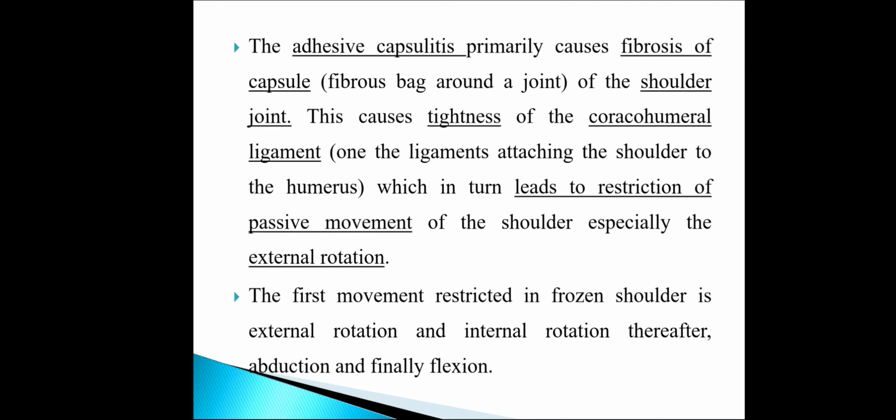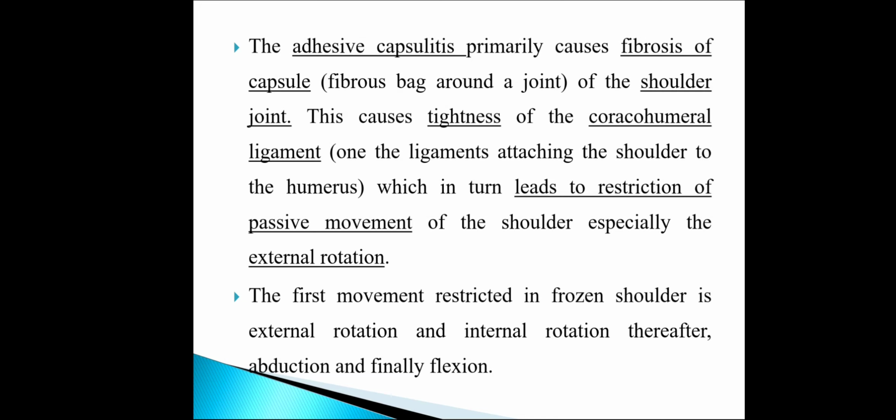Adhesive capsulitis primarily causes fibrosis of the capsule. Fibrosis leads to tightening of the capsule. Once the capsule is tightened, the smooth movement, that is rhythmicity of the movement, is reduced. Hence, the shoulder gets frozen. Once the capsule gets tightened, the capsular tightening causes coracohumeral ligament tightening, which leads to restriction of passive movement of the shoulder, especially the external rotation of the shoulder.